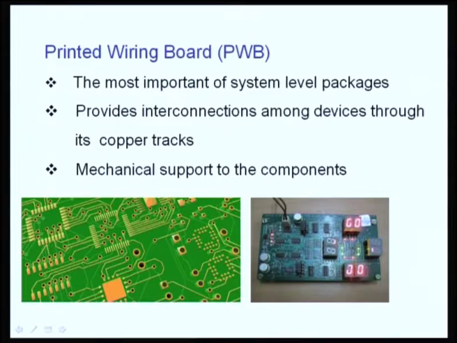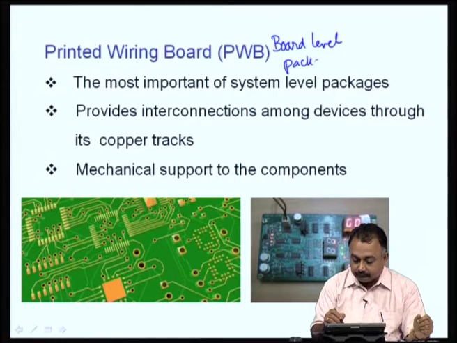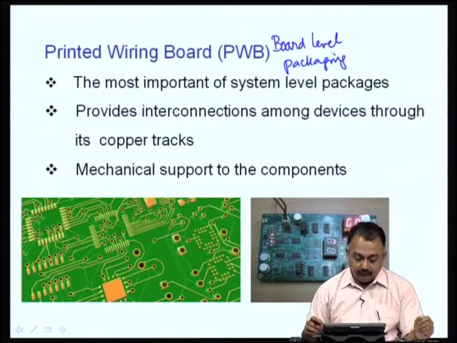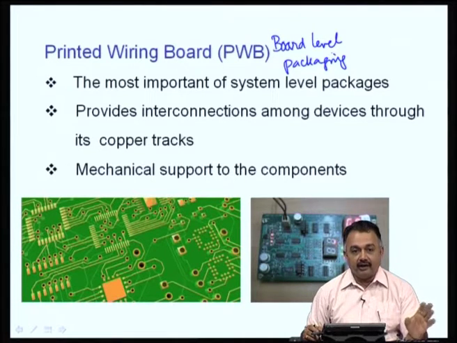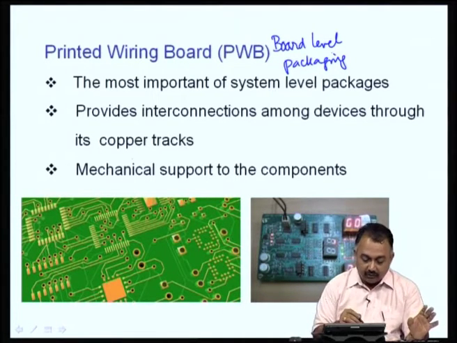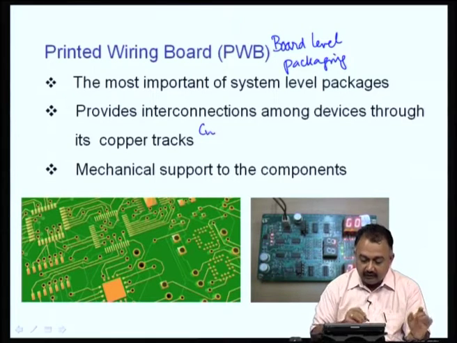Now, if you look at the printed wiring board, I want to spend a few minutes here on it. It is the most important of system level packages. So, we can call this board level packaging. It provides interconnections between devices, whether an active device or a passive device, through the copper tracks, right.